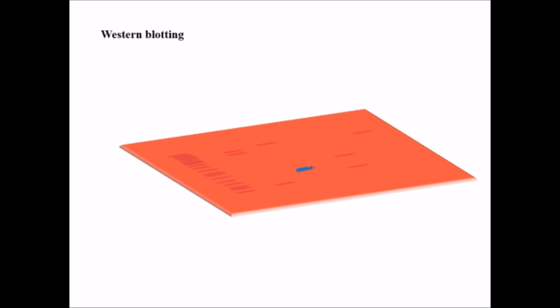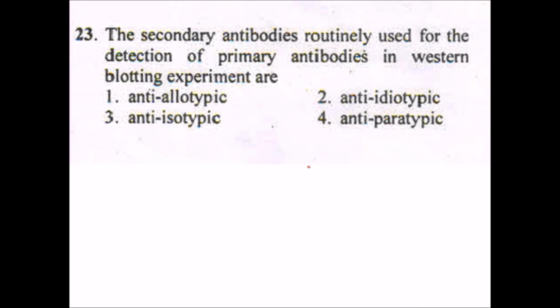Then we will see that if the tag substance is chromogenic, it will give color to the band, and if it is a fluorescent compound, it will give fluorescence. From here we can analyze that this is the band we were looking for, the desired protein.